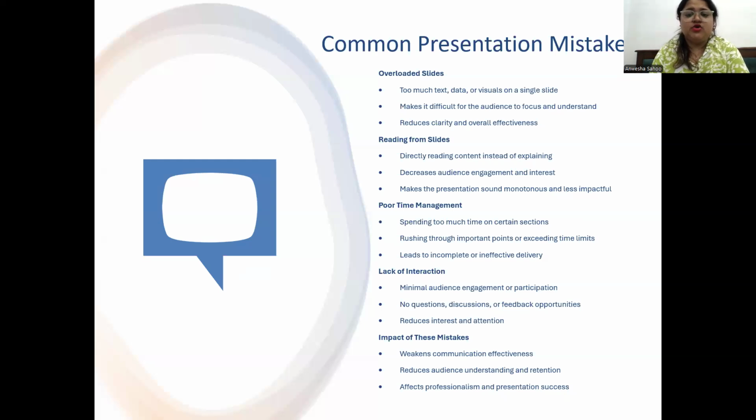Poor time management. Don't spend too much time on a certain section and then have to rush at the end of your presentation. Lack of interaction. Don't just give a speech kind of presentation. Try to ask questions, try to encourage feedback, try to encourage discussion, and try to be more interactive during your presentation. The impact of these mistakes is that it weakens communication effectiveness, it reduces audience understanding and retention, it also affects professionalism and presentation success.